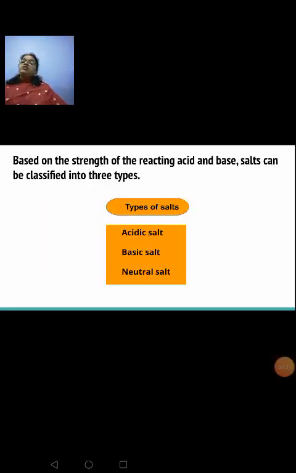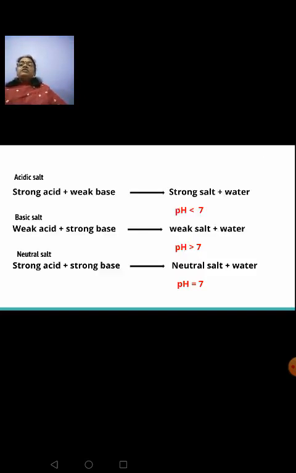See, the strength of the reacting acid and base, that is the acid and the base that take part in the chemical reaction, leads to the formation of salt and water. So, depending on the strength of the acid and base that we take, salts formed can be classified into three categories, that is acidic salt, basic salt and neutral salt. Now, an acidic salt will be formed when a strong acid reacts with a weak base, and the salt will be acidic in nature and its pH will be less than 7.